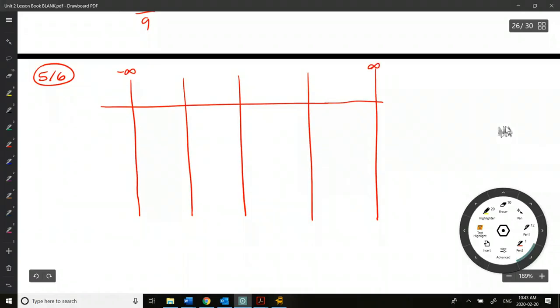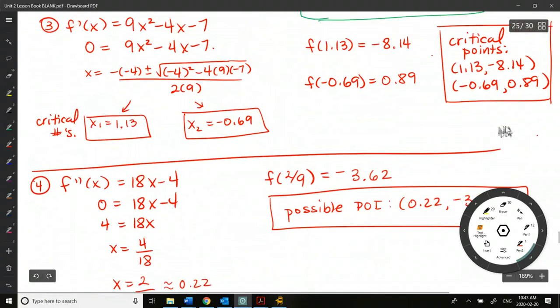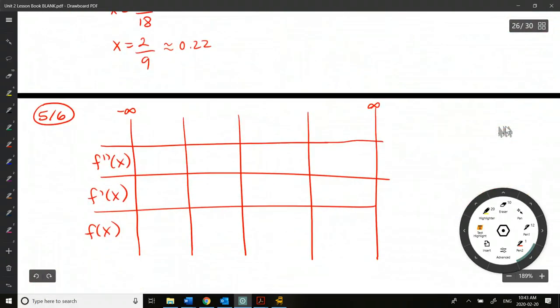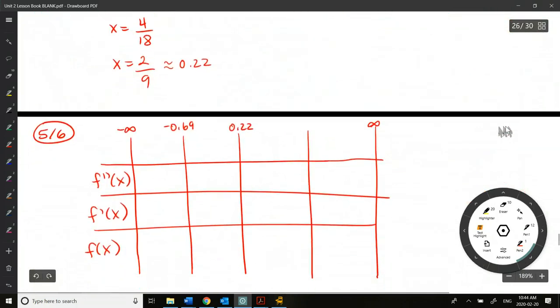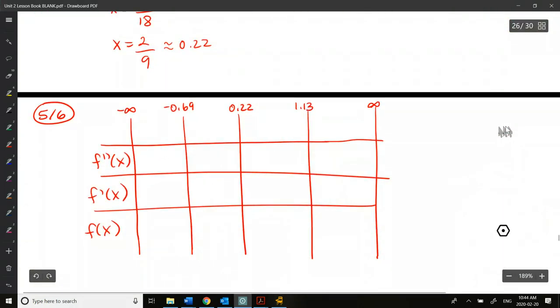Okay, and we're actually going to test the second derivative and the first derivative for each of these things. So I'm interested in f prime prime at x, f prime at x, and then we'll make some conclusions about f at x in those intervals. So the lowest number here is negative 0.69. And then we've got 0.22 and 1.13. Choose some test values that will work for those intervals.